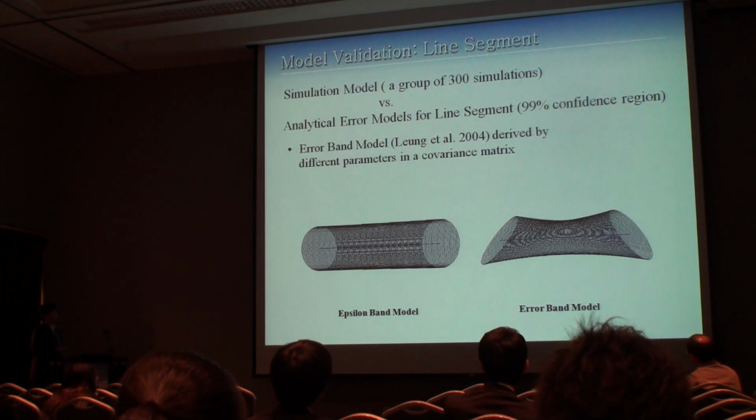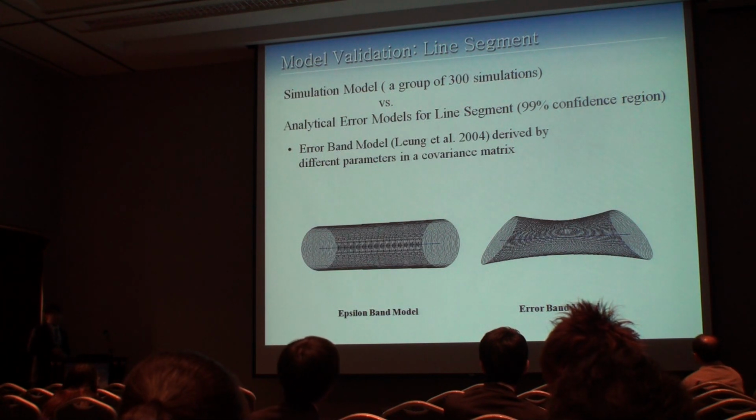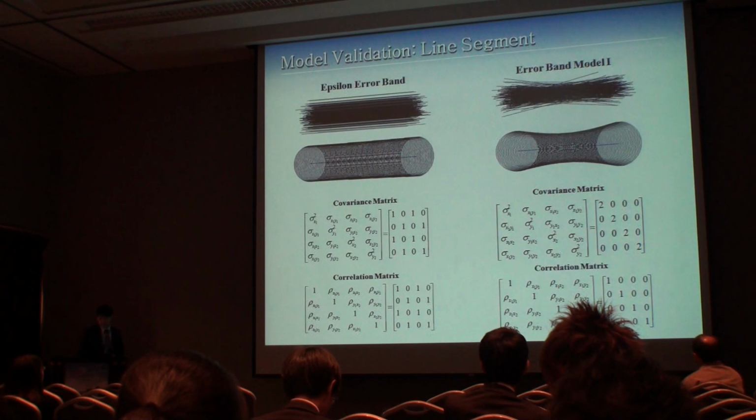This slide shows the validation process for the line segment. In this process, a group of 300 simulation results will be compared with different types of error band models with a 99% confidence region. In this slide, simulation results are compared with the epsilon band model and the error band model.